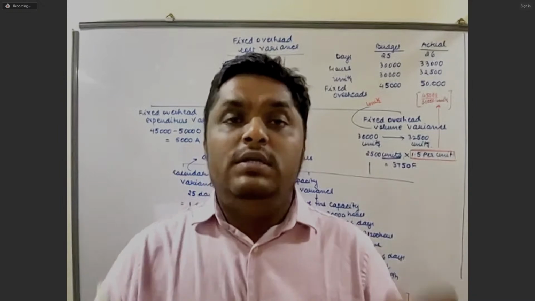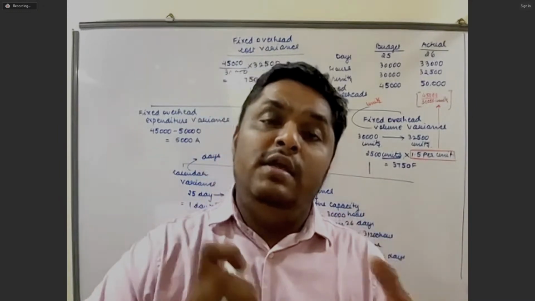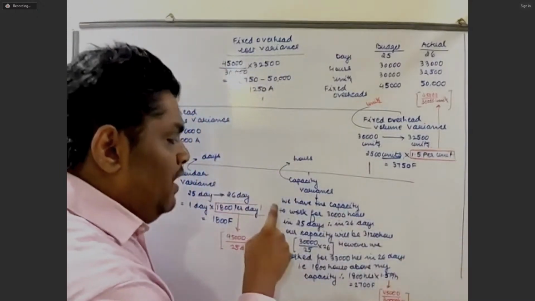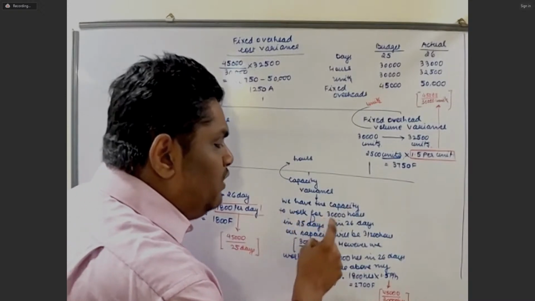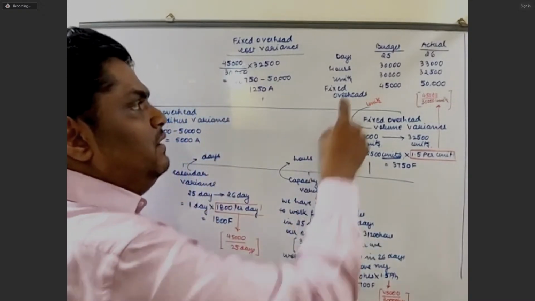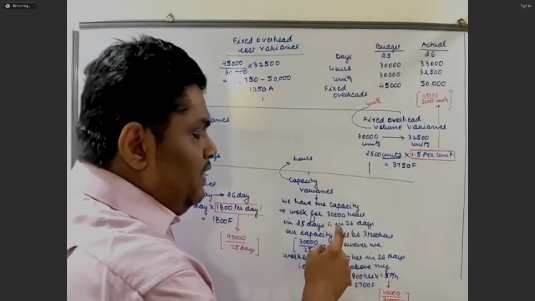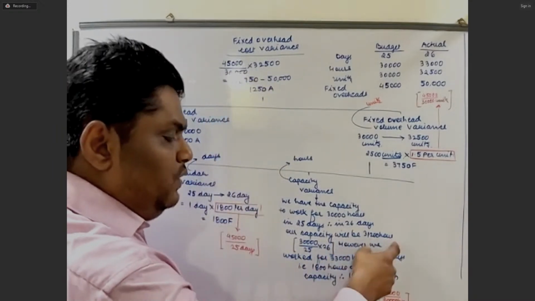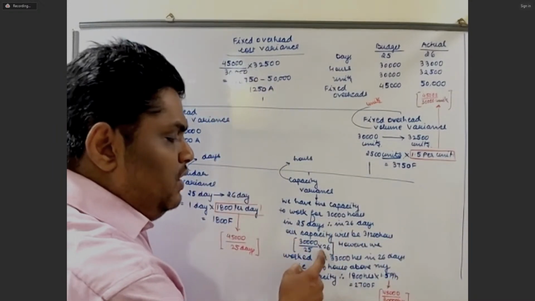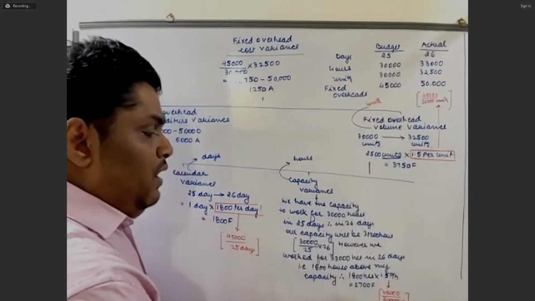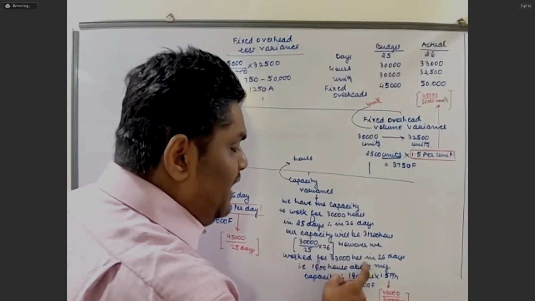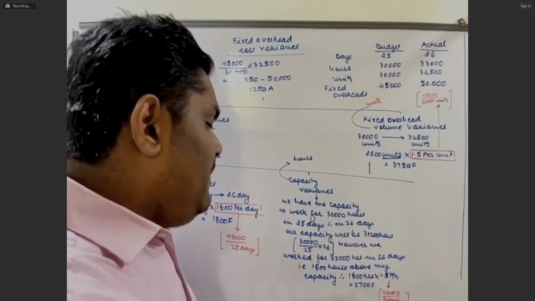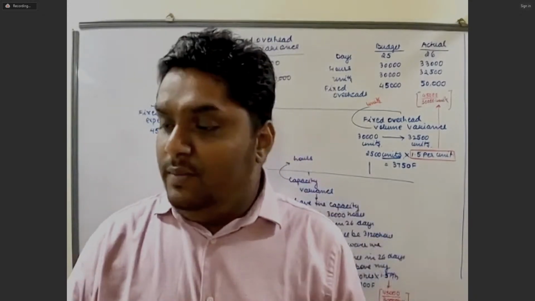I'm writing this because many students have this problem: what did sir say, why is it adverse, why is it favorable. So writing this for your reference again. We have the capacity to work for 30,000 hours in 25 days. Therefore, in 26 days, our capacity will be 31,200 hours. How come 31,200 hours? 30,000 hours in 25 days, so in 26 days it will be 31,200. However, we worked for 33,000 hours in these 26 days. That is 1,800 hours above my capacity. Therefore, we call it favorable.